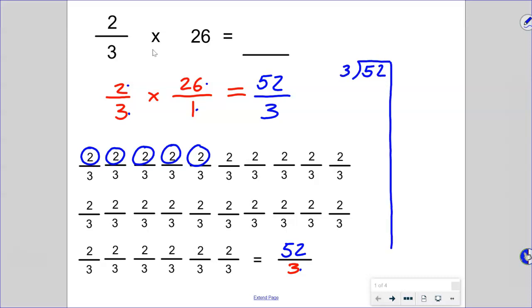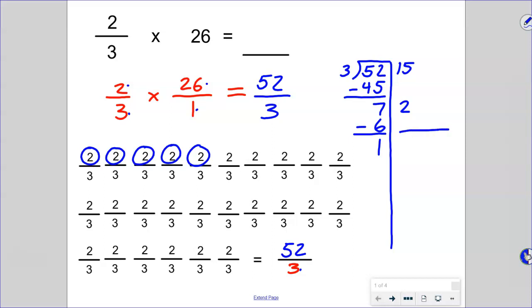So I'm going to use partial quotients down the side. I'm going to start with 3 times, I'll go a little bigger. I'll do 3 times 15, and that gives me 45. And when I subtract that, that leaves me with 7. And now I'm going to go ahead and do 3 times 2, because 3 times 2 is 6. And when I subtract that, that leaves me with 1.